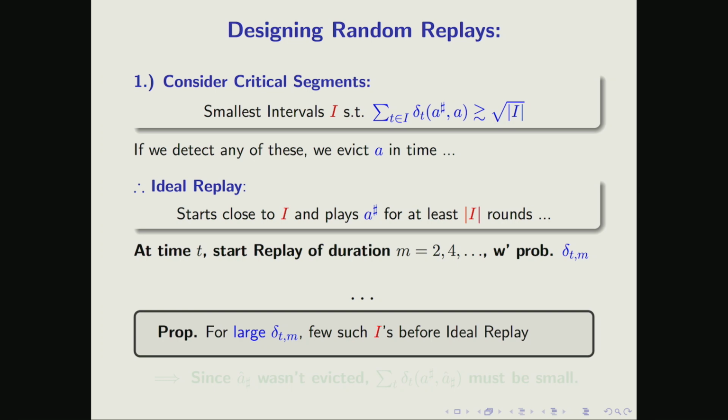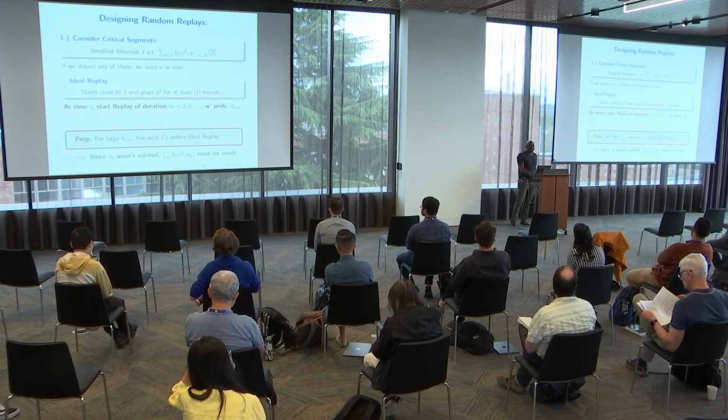We want our scheduling probabilities to be large enough so that we have a chance of landing inside this critical segment. And that's the whole point there. Okay? And we schedule replays of different lengths in order to catch segments of different lengths. This immediately would imply to us that this A hat sharp is good with respect to A sharp, since it wasn't rejected. Every ideal replay would have rejected it. I hope that's clear.